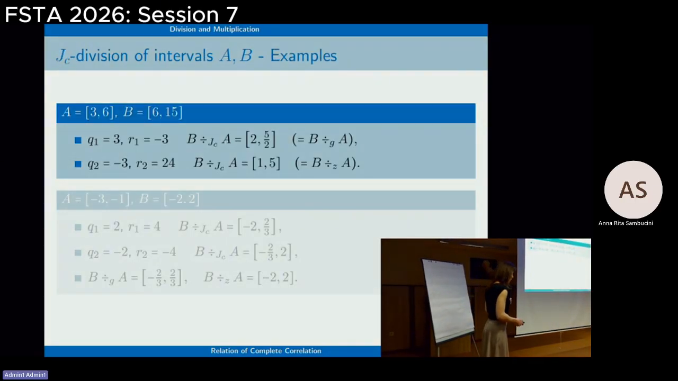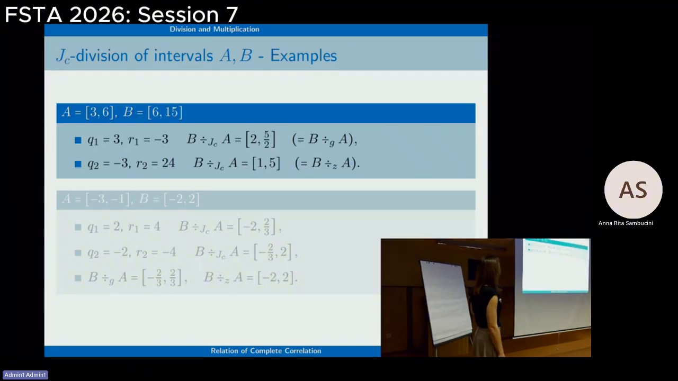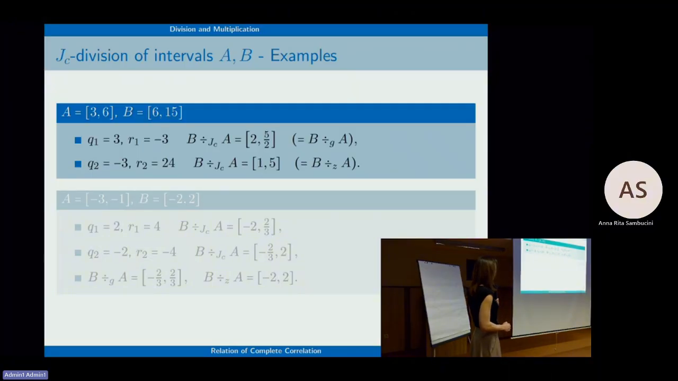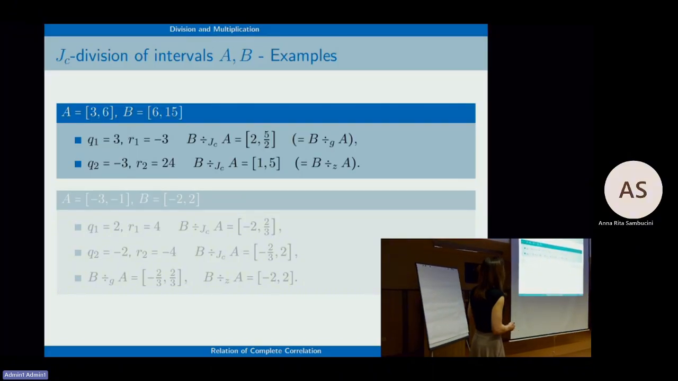Here are just really simple examples. If we have two intervals, both positive, and if we assume the positive correlation, then the division of these two intervals gives us this result, and it is actually the same as the result of G division. But if we assume the negative correlation between these two intervals, we obtain a different result of the division, and it's the same as the Zadeh division.